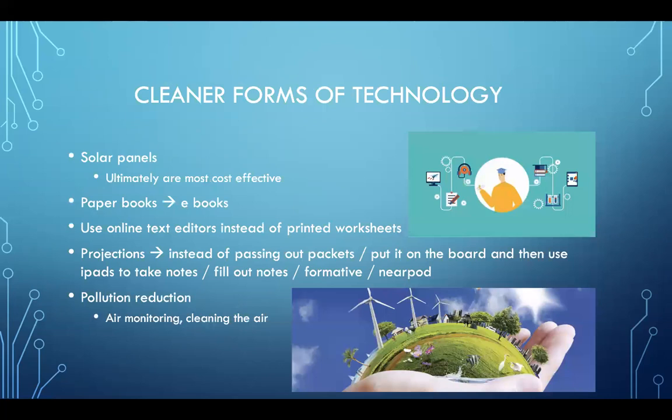So, uniform technology. Solar panels are good and they're really cost effective. Paper books instead of ebooks. We want ebooks instead of paper books. We want to use online text editors instead of printed worksheets. And projections are probably a very good choice instead of passing out paper. You can put it on the board and then use iPads to take notes, fill out notes, Formative, Nearpod, which we have used. So you have my word, it is a very good thing to use. In pollution reduction: air monitoring, clean the air.